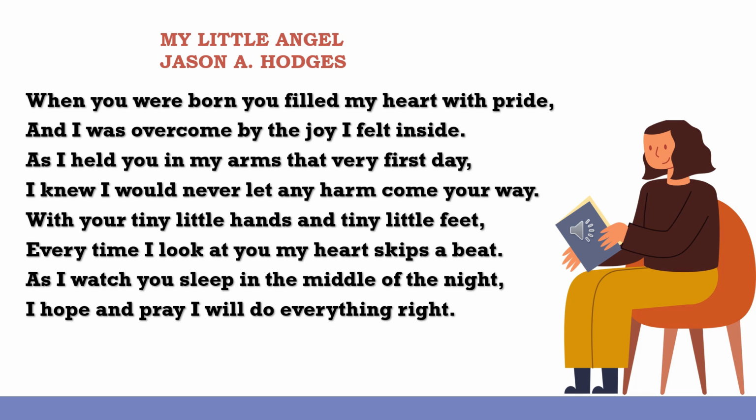Alright, this time let us elicit the rhyme, the stanza, and the persona in the poem. Rhyme. My Little Angel, by Jason A. Hodges primarily follows an AABB rhyme scheme, where the end words of every two lines rhyme with each other. For example, pride, A. Inside, A. Day, B. Way, B. Feet, B. Beat, B. Night, A. Right, A.